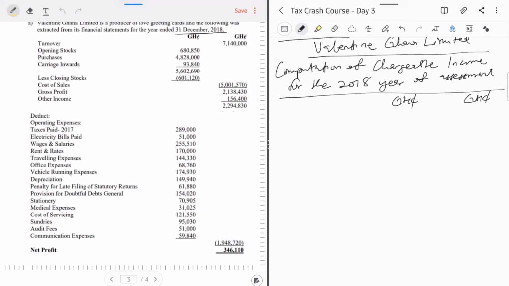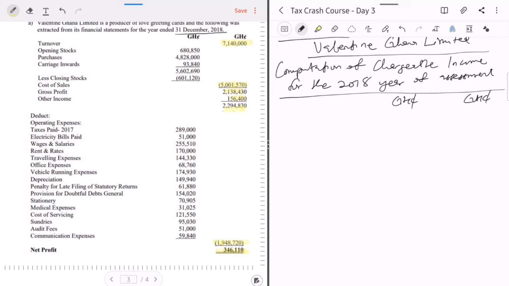One tip you may want to use is, it's only the CIT, Chartered Institute of Taxation Ghana, that I've seen test this, but maybe you never know. Try and do casting. What do I mean? Quickly, if you pick your turnover of 7.14, you less 5 million, and you add these 2, would you get 2.2? And if you less 1.9, would you get the 346,000? You can quickly check. But I know this is balanced, so we don't need to stress.